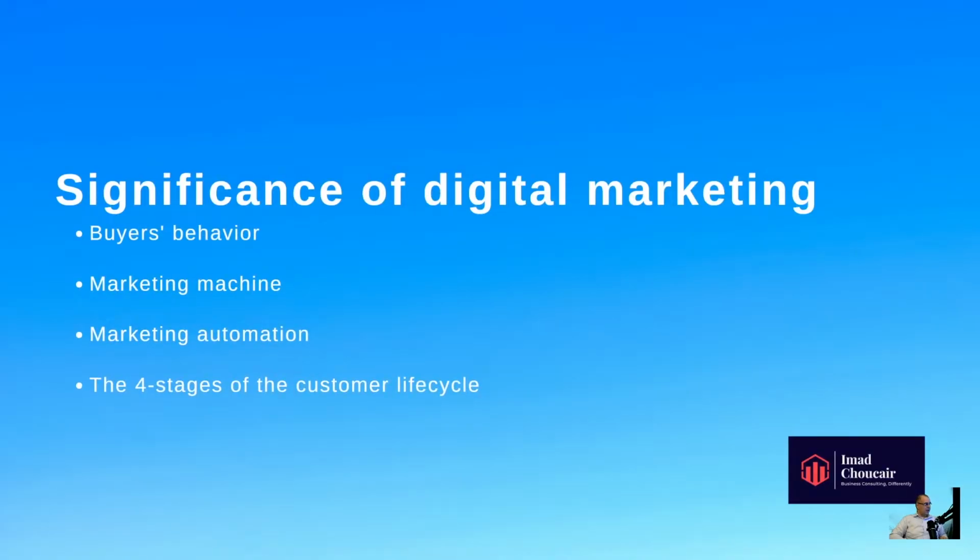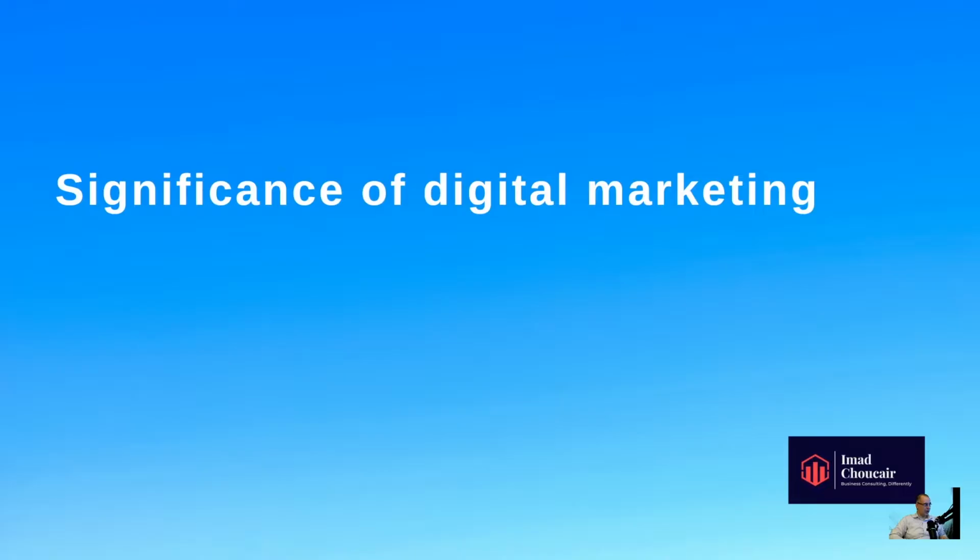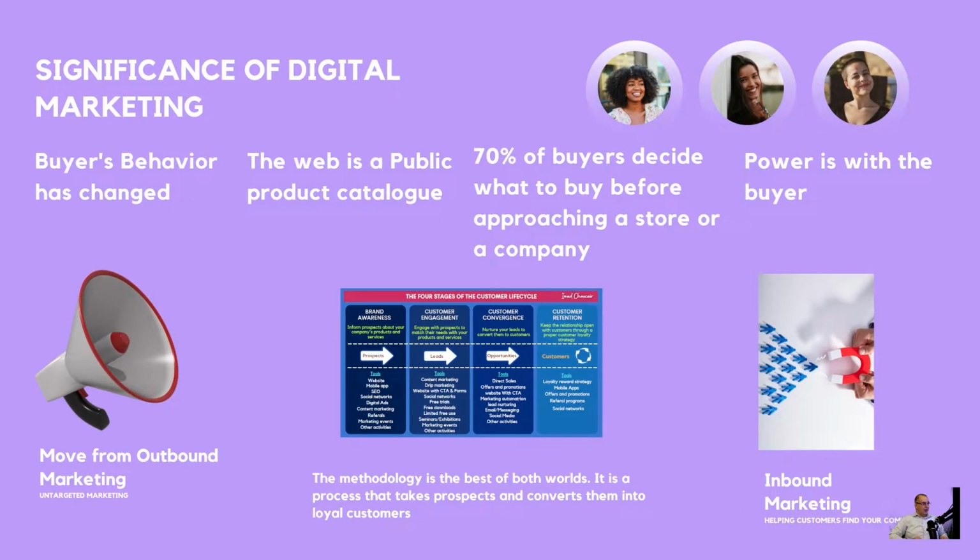Great. So in this section, we speak about the significance of digital marketing, cover quickly the buyer's behavior, and then I'm going to show you what is the wish of every organization, specifically those who are marketing-driven companies, about building their own marketing machine, and we speak about marketing automation, and I cover quickly the 4 stages of the customer life cycle, because the next chapter, chapter 3, is dedicated to that subject. Great. So, significance of digital marketing.